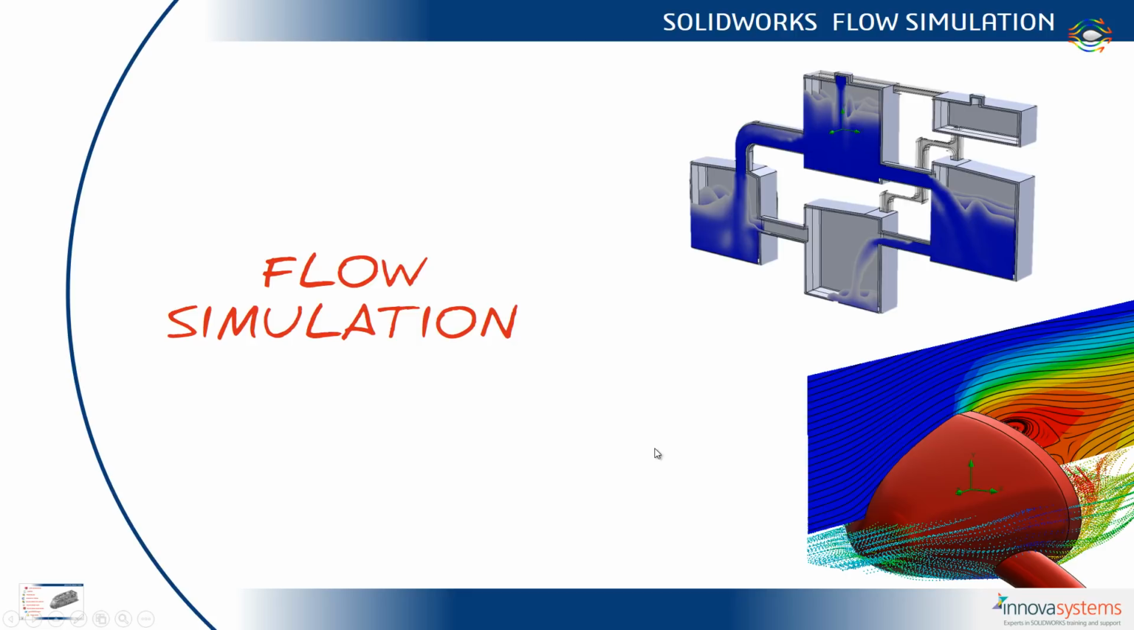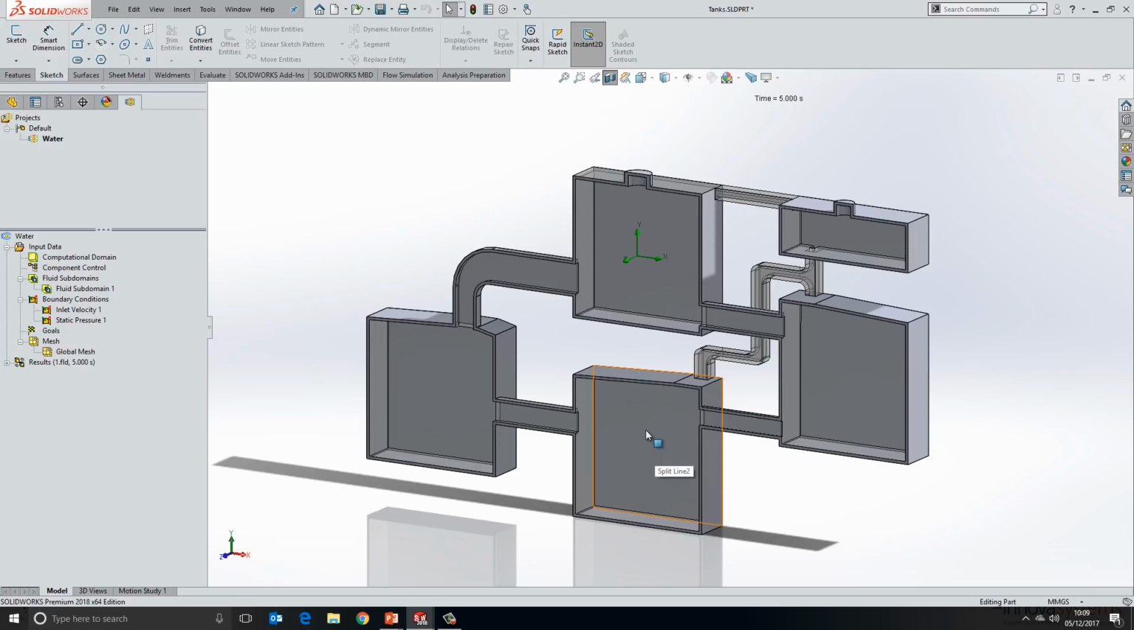Let's take a look at some updates in Flow Simulation for 2018. The first update I want to look at is something called Free Surface within Flow Simulation. This allows us to understand the interaction between two immiscible fluids inside the system.